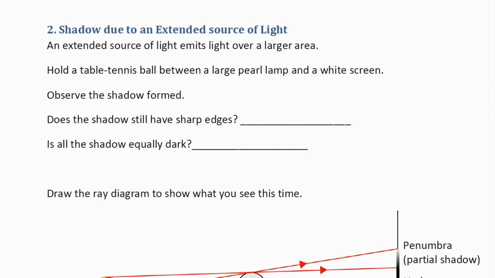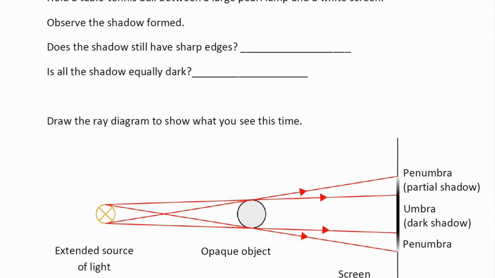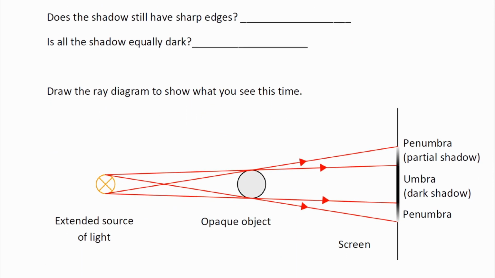With an extended source of light, does the shadow still have a sharp edge? No, it's got a blurred edge. Is all the shadow equally dark? No, it fades from dark in the middle to light at the outside. Now, whenever you're drawing these diagrams, common mistakes are: wherever the ray of light skims the object, it must skim the object. You must not have a gap between the ray of light and the object. It must not cross over somewhere else.